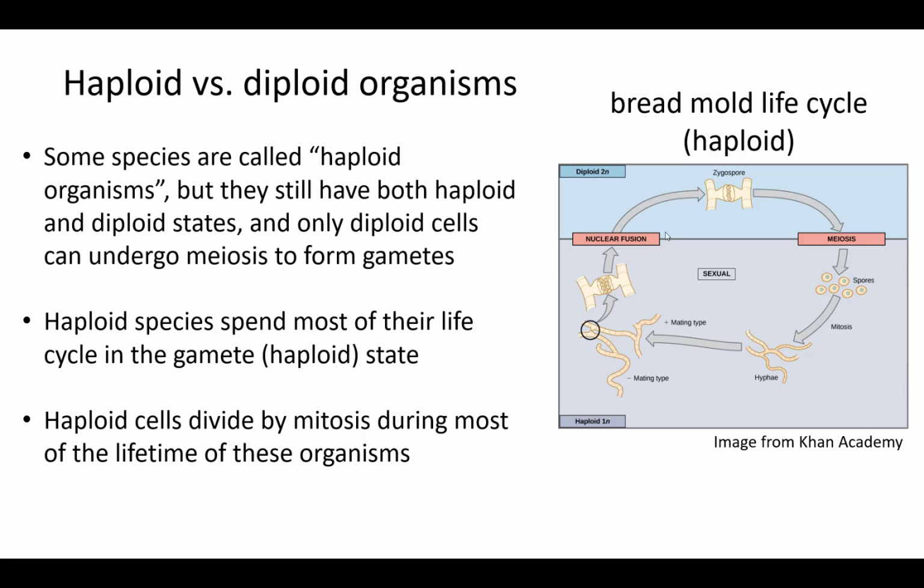And that nuclear fusion is now creating a diploid cell. In the bread mold, as soon as that diploid cell is formed, it's called a zygospore, it immediately undergoes meiosis and goes back to the haploid state. And so haploid versus diploid organisms really just indicates where that organism spends most of its lifetime.